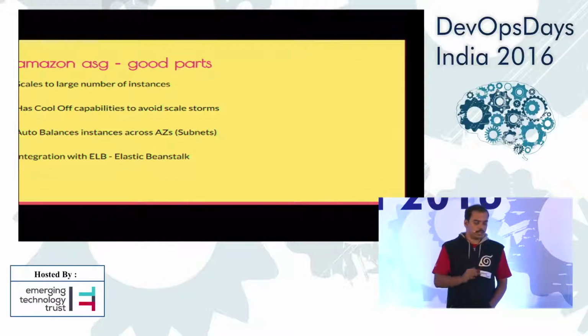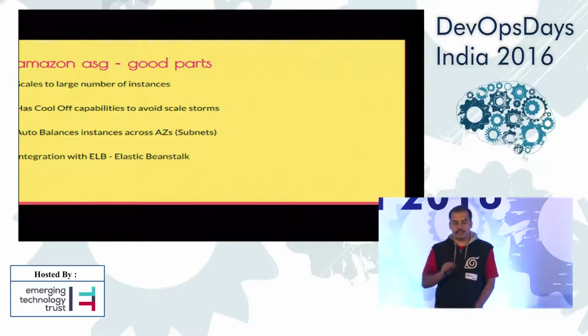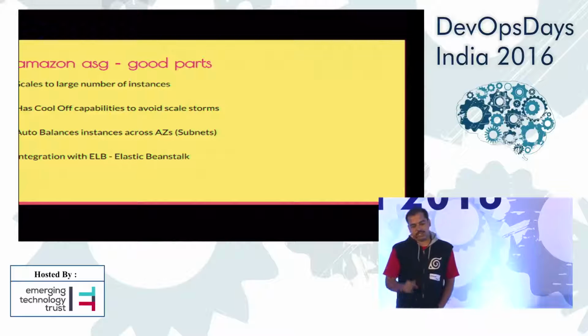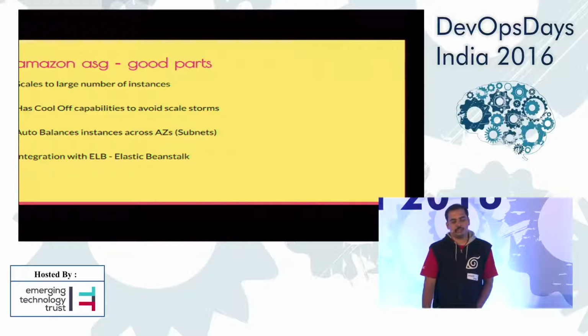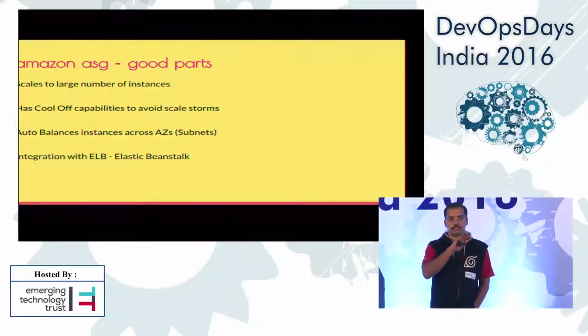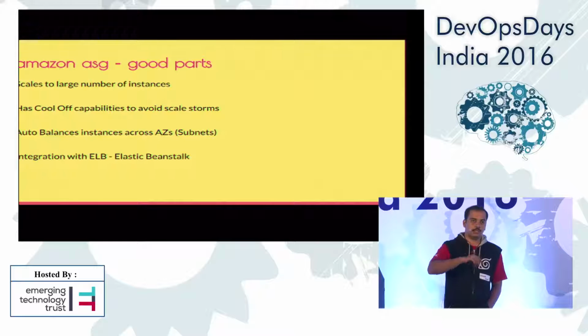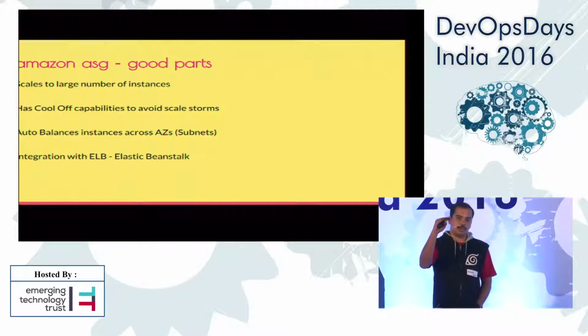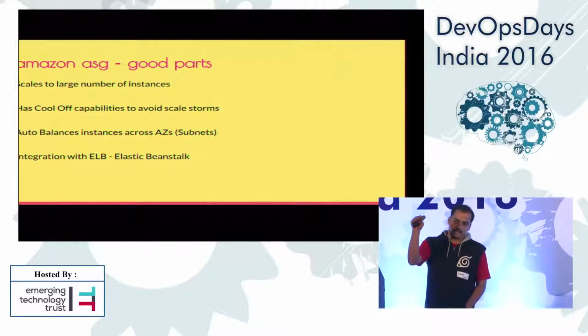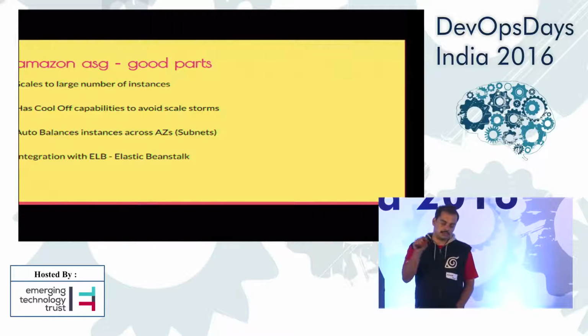And these are some of the really good parts. So Amazon Auto Scaling Group, in my personal opinion, is one of the best products created by AWS after S3. It really scales to a very large number of instances. It has cool-off capabilities, to avoid scale storms: just because you have a sudden spike, it wouldn't automatically scale up and down like your graph, but it can keep your cluster up and running even if the demand isn't very high. And only after a point in time, it starts to scale down if there isn't any demand continuously for a period of time.